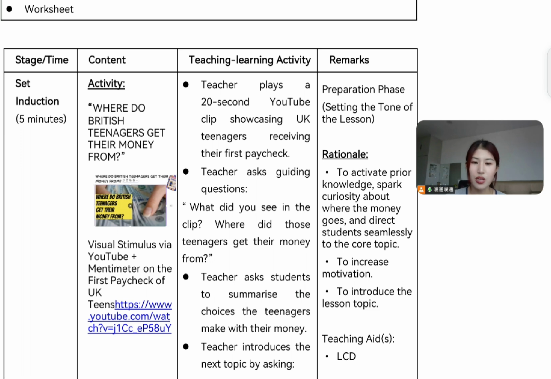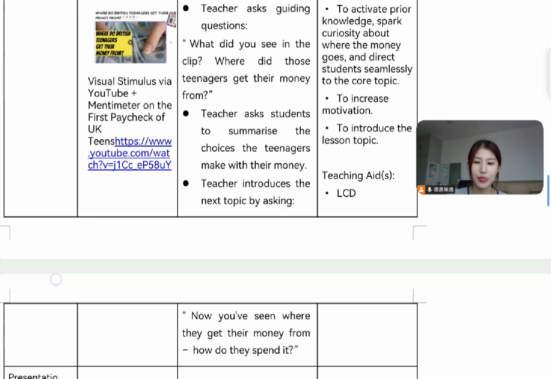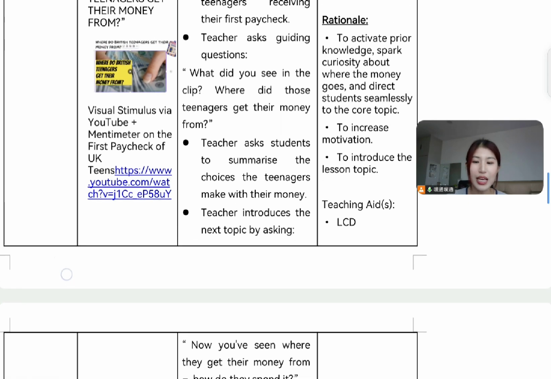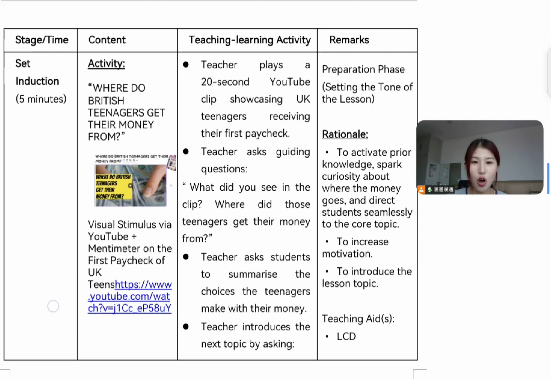After watching the video, students respond to guiding questions such as, what did you see in the clip? Where did those teenagers get their money from? To further increase participation, students submit their ideas using Mentimeter. Mentimeter allows all students, including quiet learners, to contribute simultaneously. This digital tool promotes interaction, engagement, and inclusivity in the classroom. The purpose of this stage is to activate prior knowledge and stimulate curiosity about the topic.